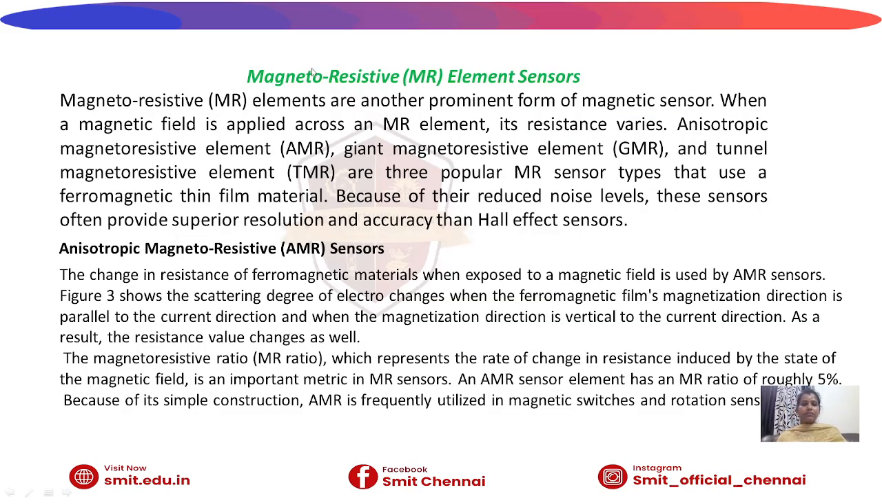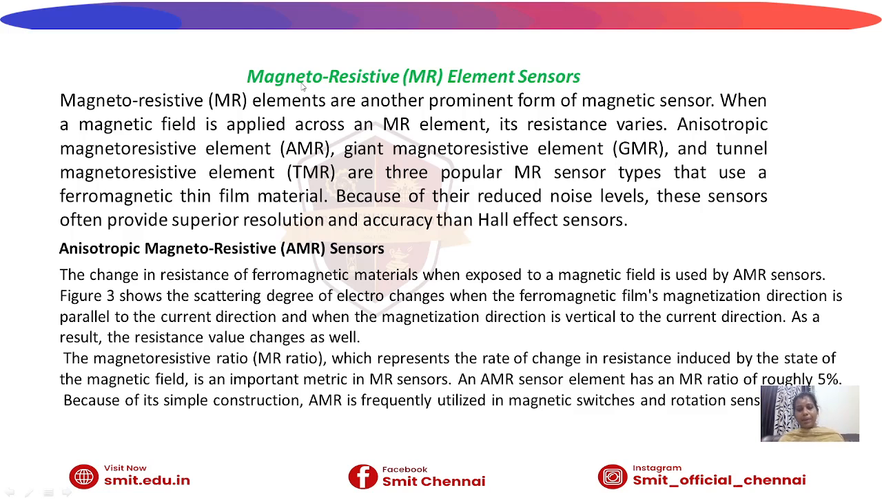The next topic is the magnetoresistive element sensor. We already know a magnetic sensor has the magnetoresistive element. This is another prominent form of magnetic sensor. When a magnetic field is applied across the magnetoresistive element, its resistance varies. There are three popular types: the anisotropic magnetoresistive element, the giant magnetoresistive element, and the tunnel magnetoresistive element.